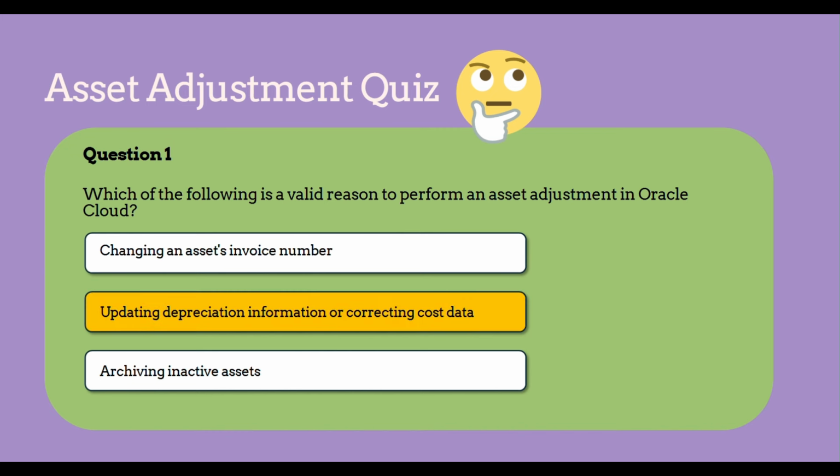The answer is updating depreciation information or correcting cost data. So changing an asset's invoice number cannot be done. As described earlier, source information coming from payables or projects cannot be changed, and this is because the information needs to be changed at source, which is not possible because once the invoice has been validated, approved and paid, that information is locked down.